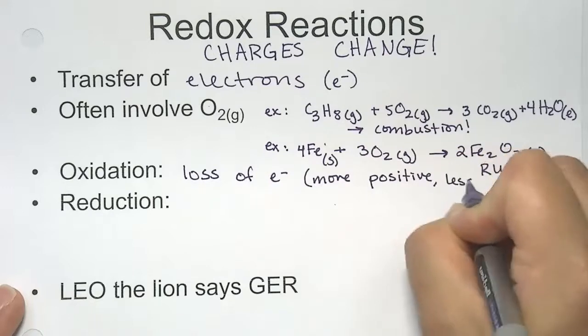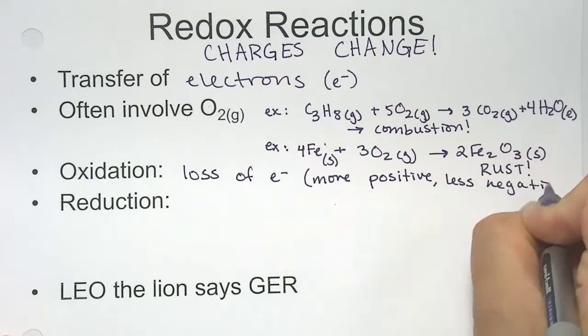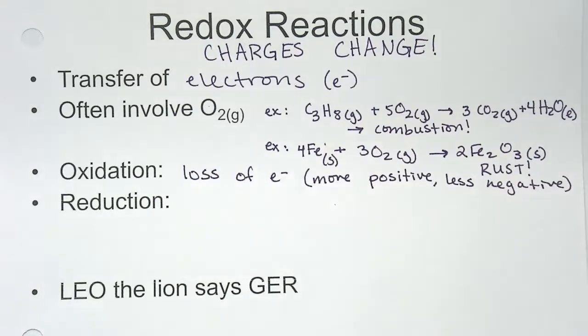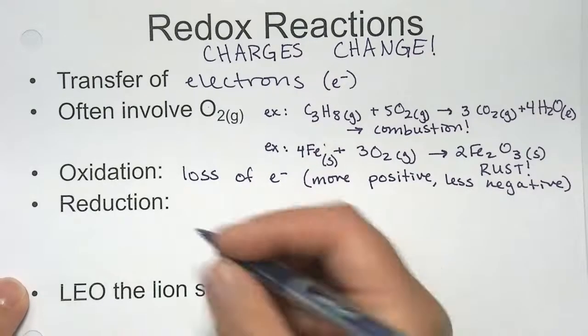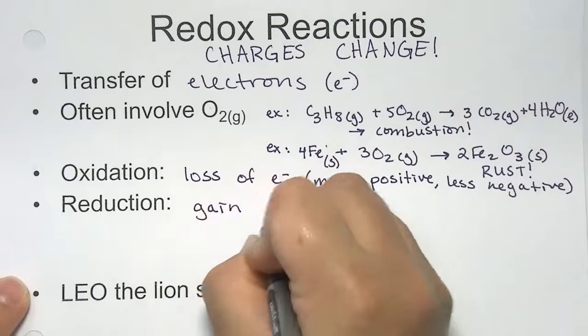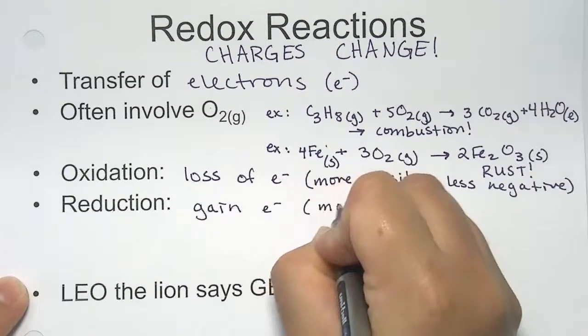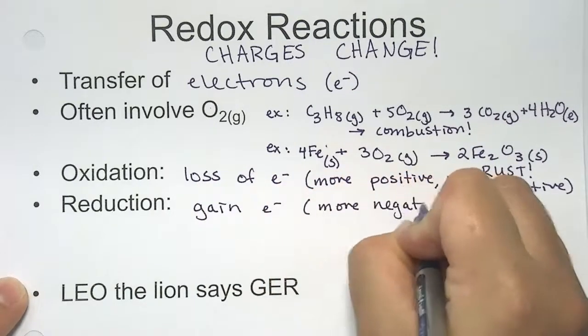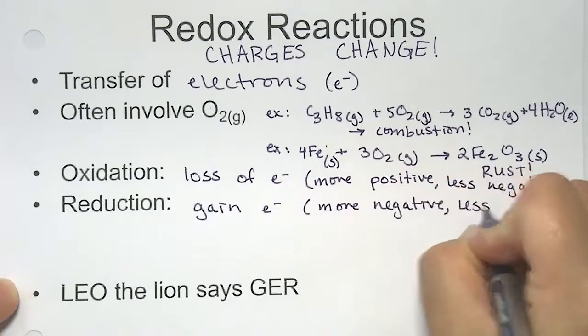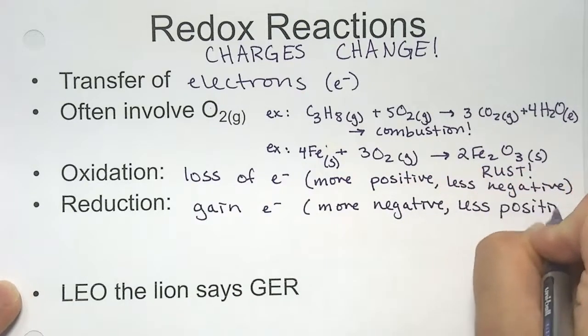Sometimes I like to say it also gets less negative, because people get really confused by this. So I like to think about it in a practical sense, right? If I lose negativity, I become more positive as a person. Same thing with elements and compounds. They lose electrons, they become more positive. Reduction is where we gain electrons. So the thing becomes more negative, which can also mean less positive, right? It'll have a smaller positive charge.